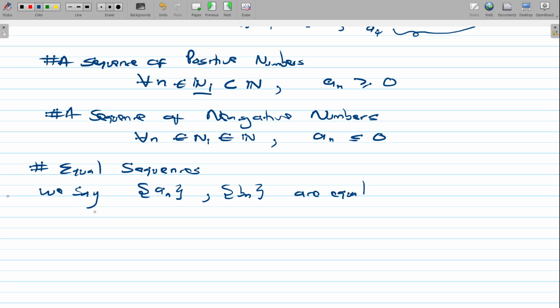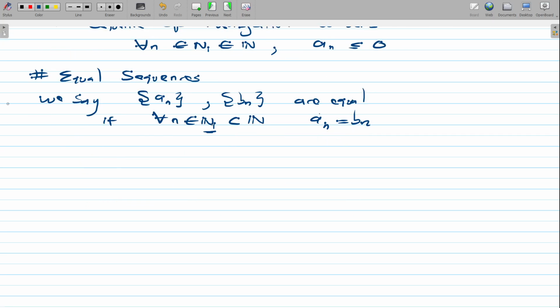They are going to be equal if for all values n in the set N1, which is going to be a subset of the set of natural numbers, for every n we have that a sub n is equal to b sub n. If this is going to be true for all values of n in this set N1, which is going to be an infinite subset of the set of natural numbers, then the two sequences are going to be equal, right?